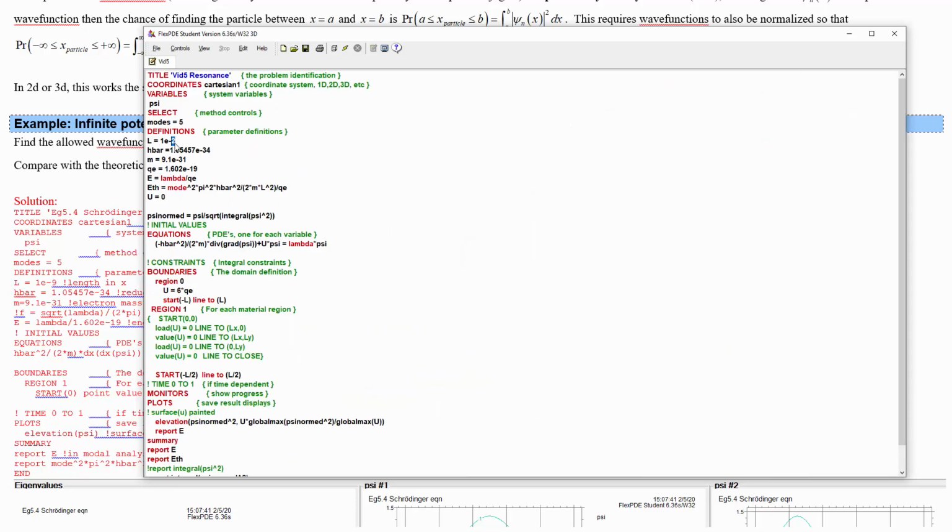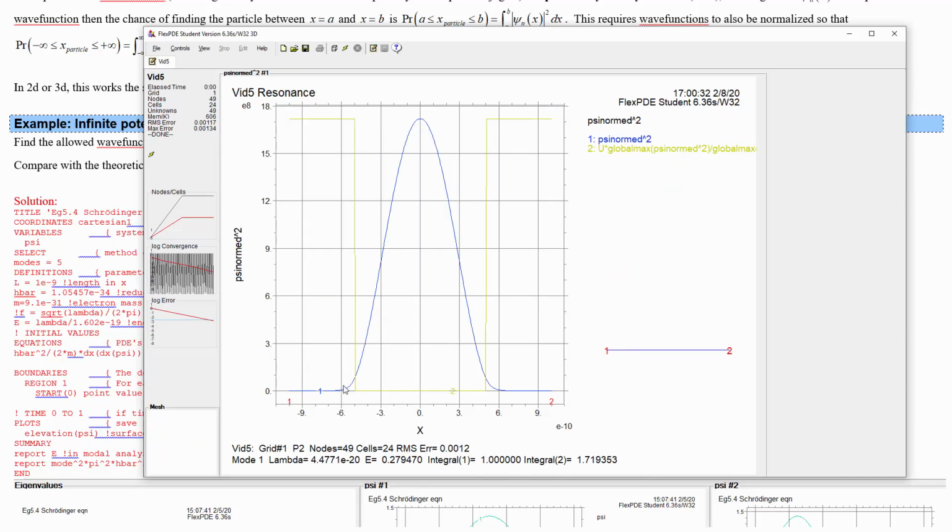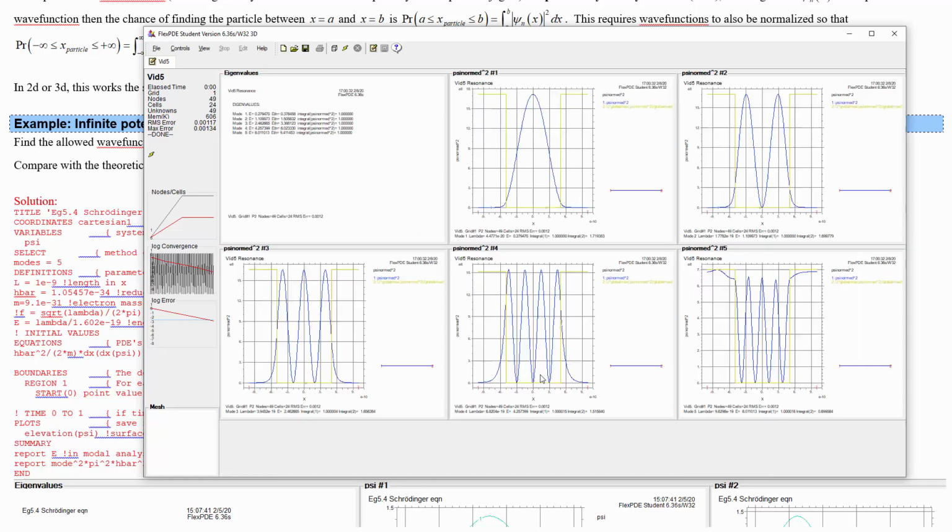So let's go back to 1e minus 9. And now some interesting stuff is going on. Aha, so look at this. The first mode is pretty similar to what was going on with the first mode before.